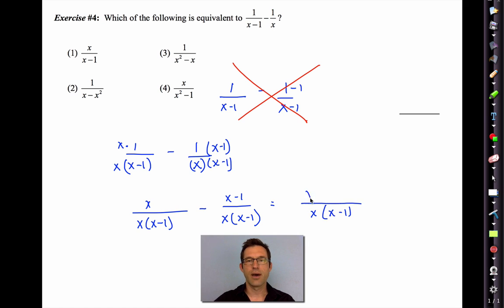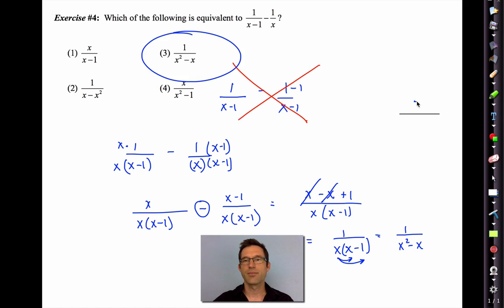All right, now I'm going to distribute the subtraction, x minus x, but then it's plus 1, right? Because I subtract subtraction, and you get a positive 1. Now that looks like an equal sign. All right, let's finish. x cancels x, and we're left with 1 divided by x times x minus 1. I look at all my answers. I don't see it. Maybe I got to multiply out the denominator, and I have 1 divided by x squared minus x. And there it is. All right, pause the video now, and then we'll wrap up the lesson.